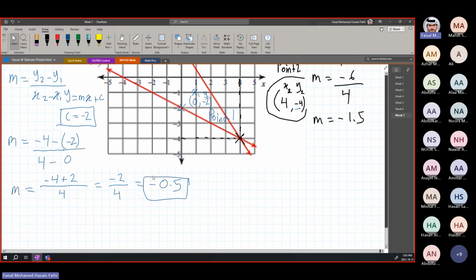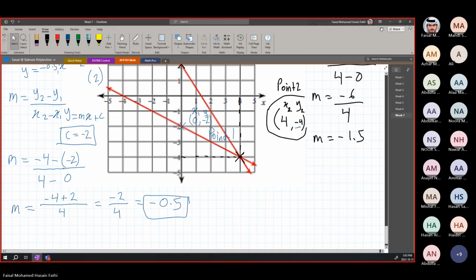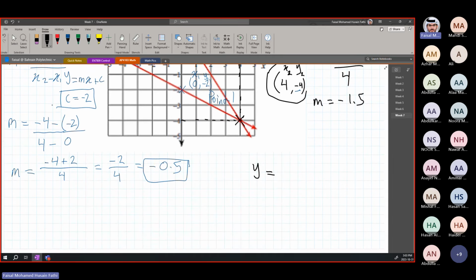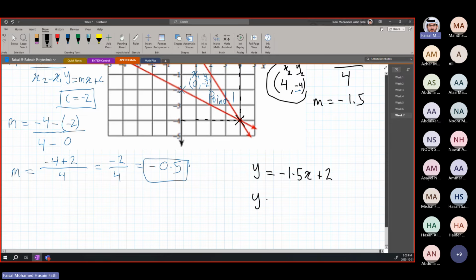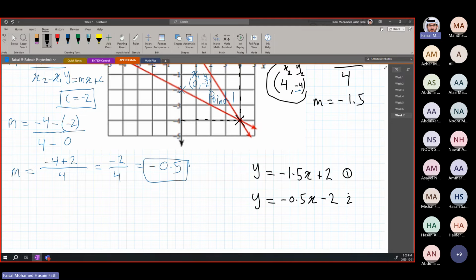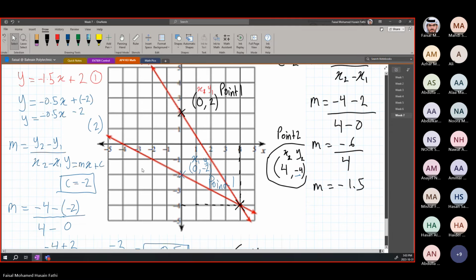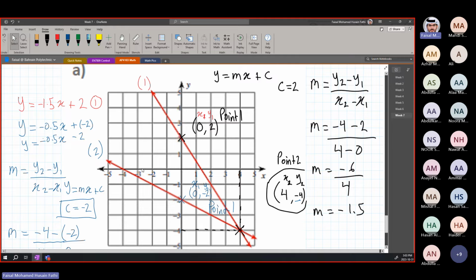So the final simultaneous equations are y is equal to minus 1.5x plus 2, and y is equal to minus 0.5x minus 2. These are our simultaneous equations. Any questions before I move on? This is the whole concept.